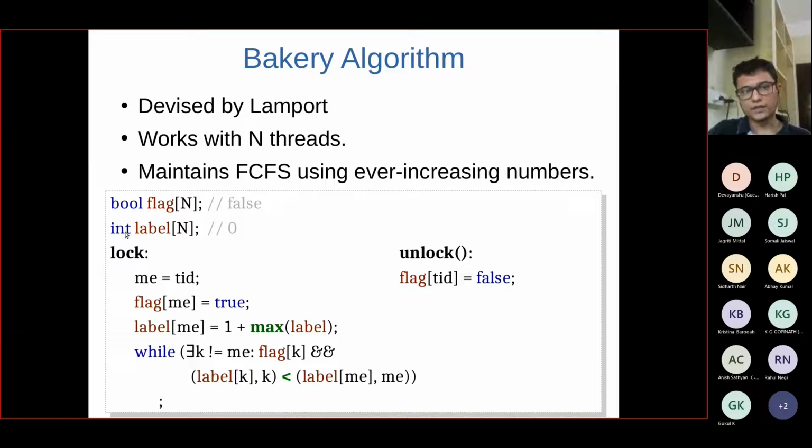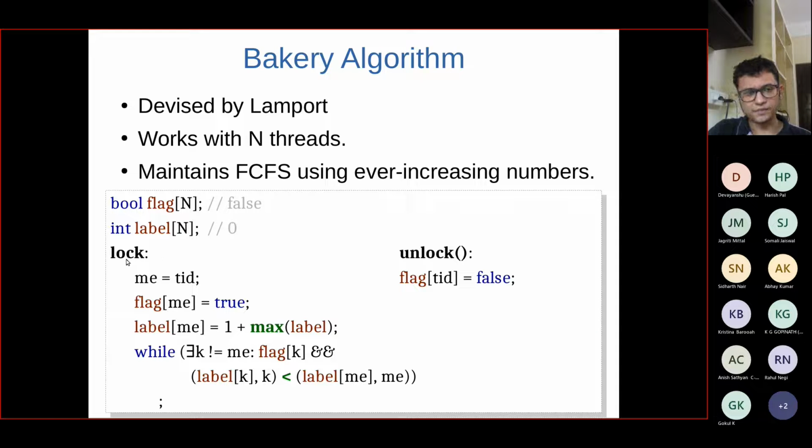And apart from that, for maintaining that token number, we use something called label. Label is again an array of size n. So the ith entry in this label array will denote the token number of that thread. Let us say the ith entry is 100, then the token number of the thread having ID i is 100. Initially all the token numbers are initialized to 0.